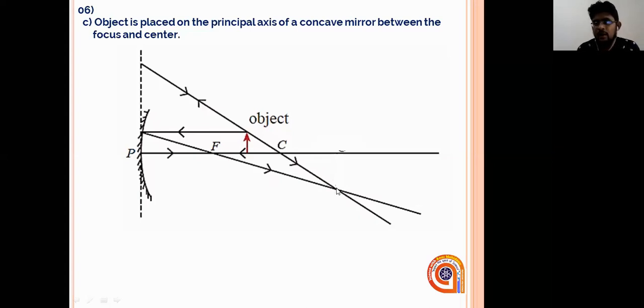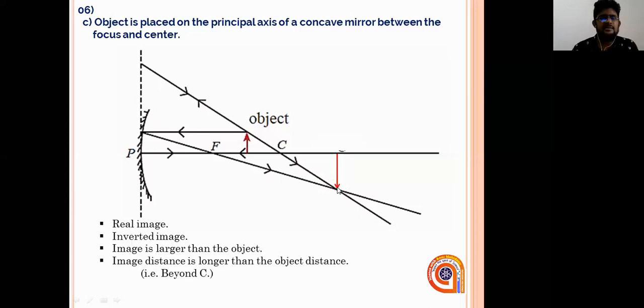They're meeting at one point soon after the reflection. So soon after the reflection, if they are meeting at one point, that becomes the focal point. What is the image formed here? That is an inverted image and a real image. So accordingly, what are the characteristics here? It is a real image, inverted image.